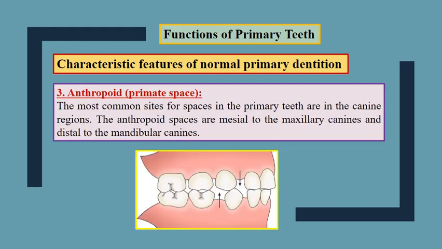النقطة الثالثة بالcharacteristic features of normal primary dentition we have anthropoid or primate space. The most common sites of spaces in the primary teeth are in the canine regions.